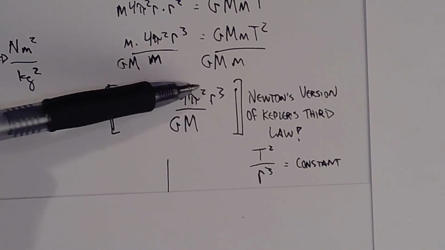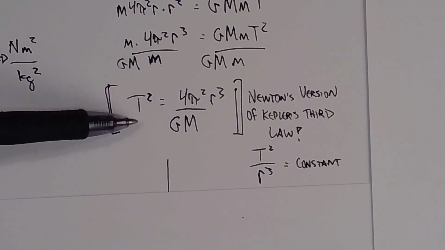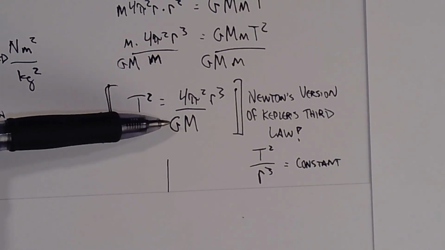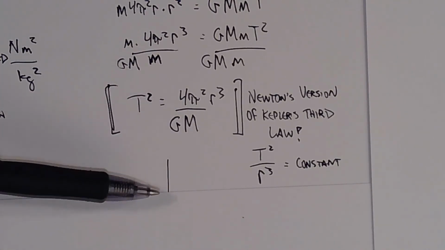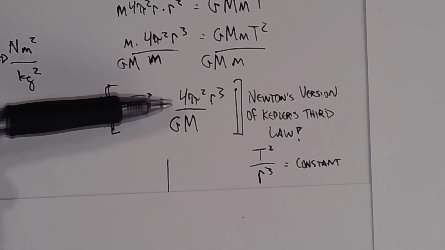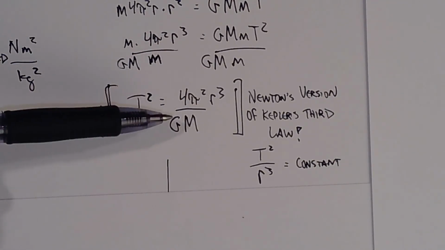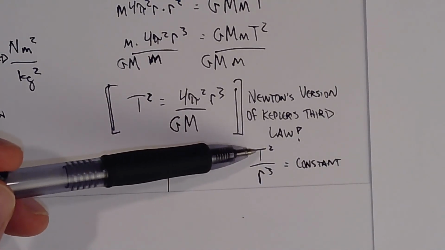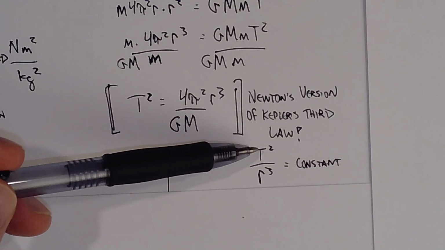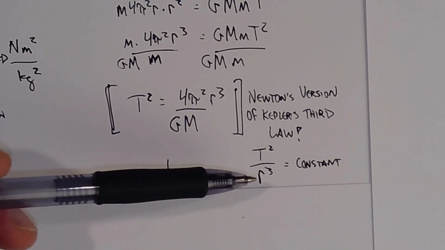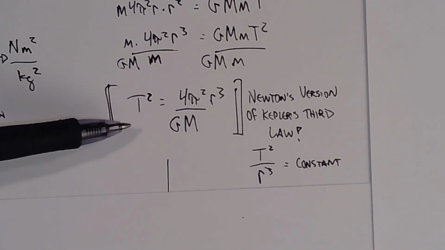So we can see that if we take r cubed and divide it to the other side, we've got that constant, 4 pi squared over big G times big M. And that value here is going to be the same for all objects orbiting a central mass. So this relationship that Kepler discovered, where there's a relationship between the ratio of the square of the periods and the cube of the average distances, can also be found through Newton's version of Kepler's third law.